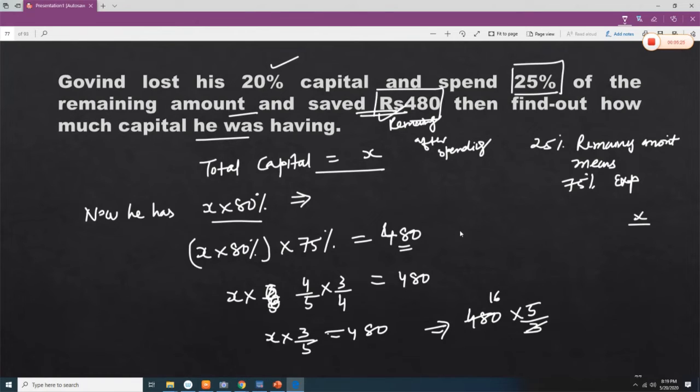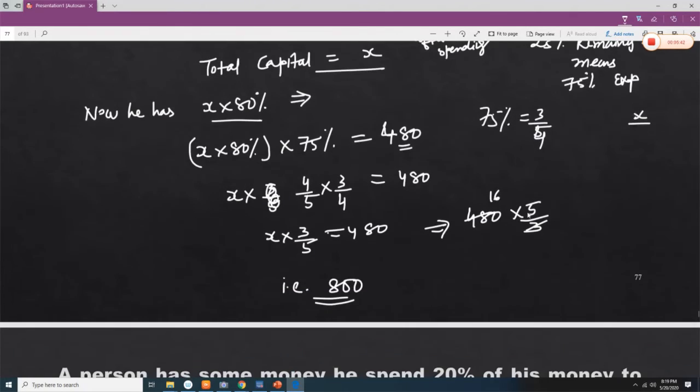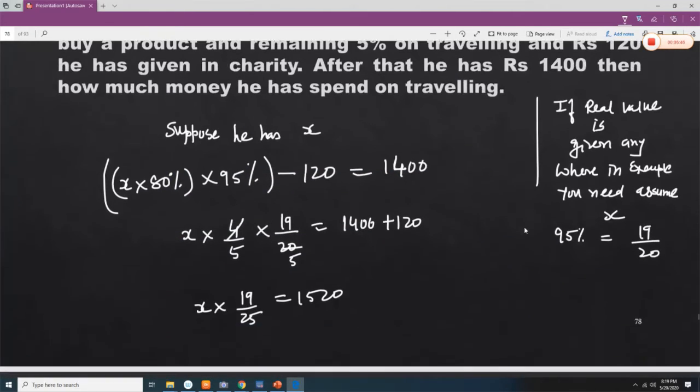So X into 4 over 5 into 3 over 4 is equal to 480. 75% is equal to 3 over 4. So that comes to 800, is the answer.